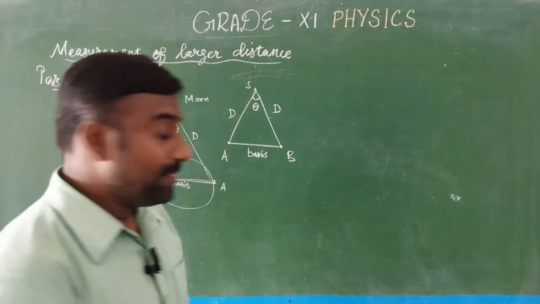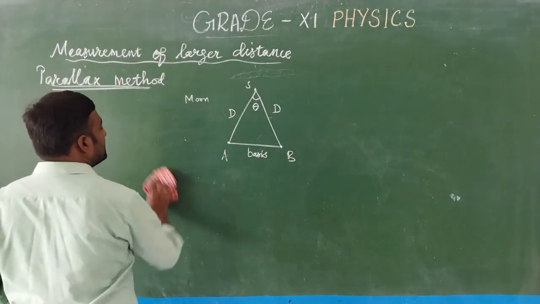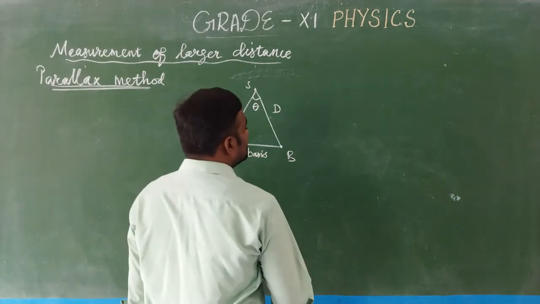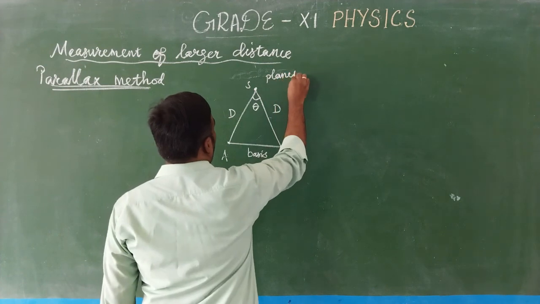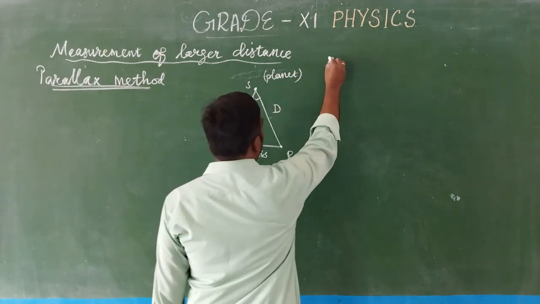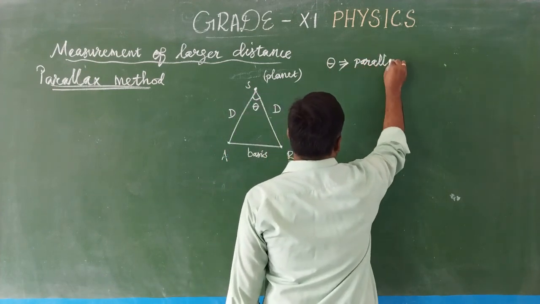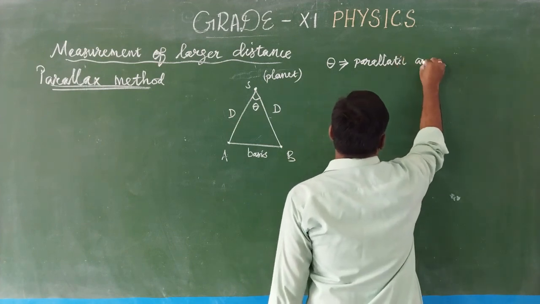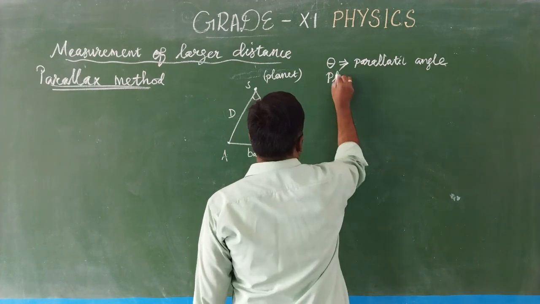What is the name of the angle? Parallactic angle. So the parallax method is very easy. Listen. So here, let us take, this is a planet. This is the distance we want to estimate. And this angle theta is called the parallactic angle. Parallactic angle.